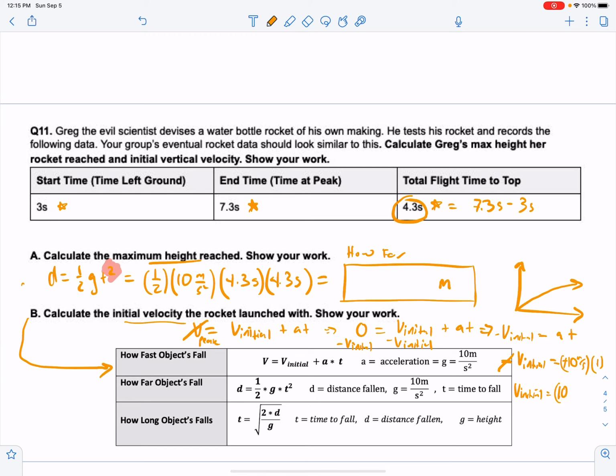10 meters per second squared times our flight time, 4.3 seconds. Okay, and so we have our answer, 43 meters per second. All right, pretty good, Greg.